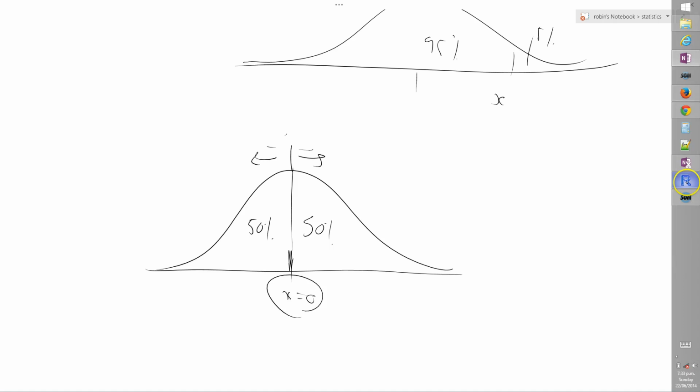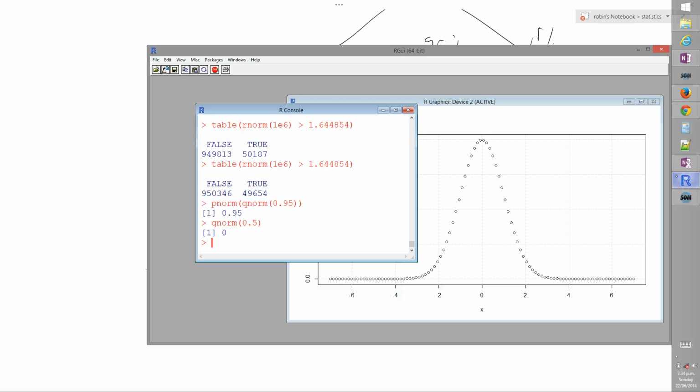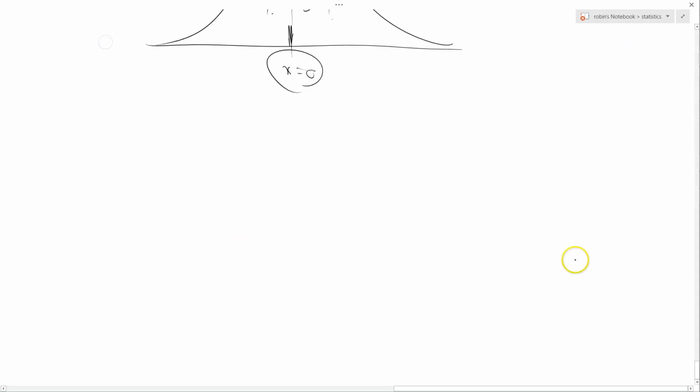So let's just try that. qnorm of 0.5 should be 0. There you go. And it is 0 quite accurately. What about 0.9? We did this one before, didn't we? 1.64 standard deviations. What about 99%? 2.32 standard deviations. See, it's a little bit bigger. There's just one more thing I'm going to do, and then I'm going to shut up.